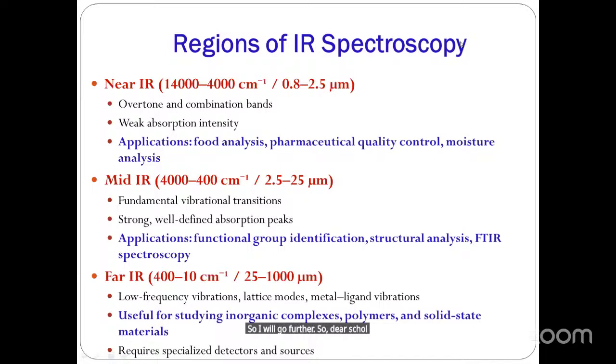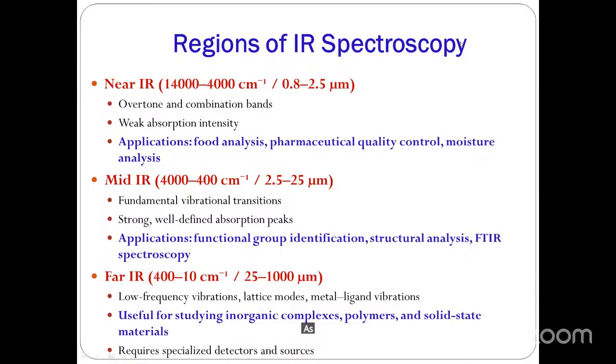So dear scholars, we must know what are the regions of IR spectroscopy. So there are basically three regions: near IR, mid IR, and far IR. Near IR includes the region from 14,000 to 4,000 reciprocal centimeter. Mid IR includes 4,000 to 400 reciprocal centimeter. And far IR is in between 400 to 10 reciprocal centimeter.